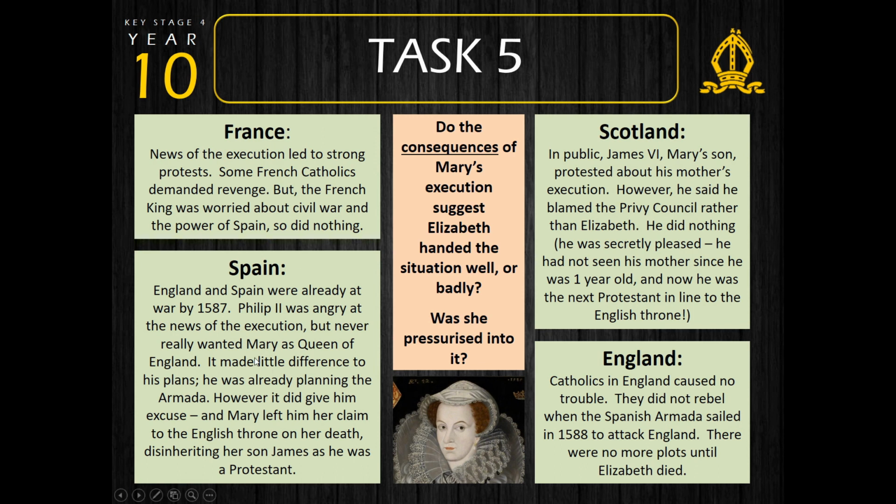Philip is livid, obviously, but by this point, to be honest, they were at war anyway. He's never really tried that hard to get Mary on the throne. He's not really been involved in those plots. He's never actually turned up to help with the Northern Earls or anything like that. He's publicly angry. He acts as though Elizabeth's done this terrible thing, but it doesn't actually change anything really. He was already at war with England by this point.